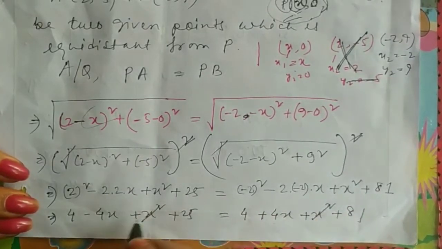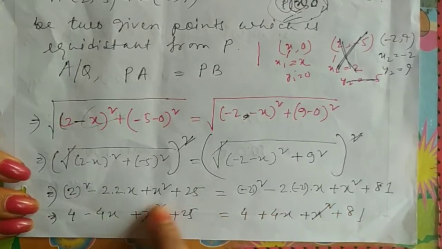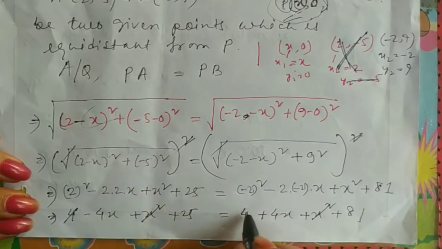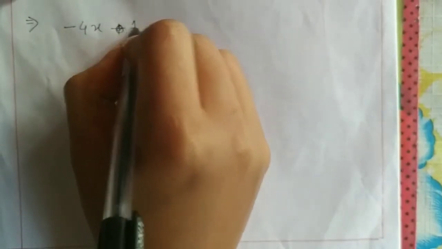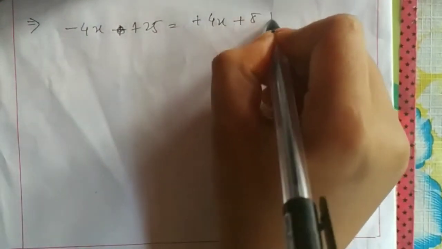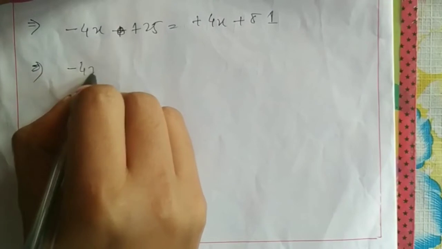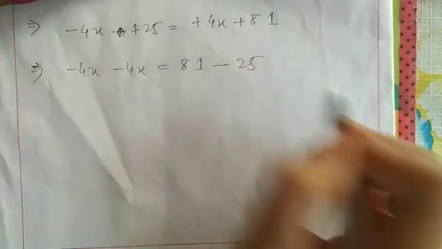So x square is positive on both sides, which means we can cancel it. Plus x square cancels with plus x square, and plus 4 cancels with plus 4. But minus 4x and plus 4x have different signs, so we cannot cancel them. So we click next. After this, minus 4x plus 25 like this, and plus 4x plus 81 like this. So minus 4x on the left side and 81 minus 25 gives 56.